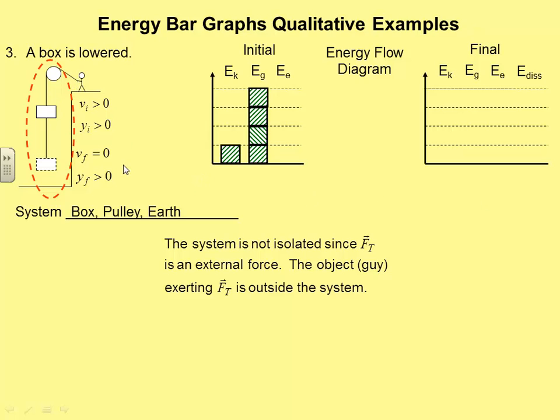Finally, okay, it's down here. Right? It's not moving, so there's no EK. It's much lower. So I'm going to give it 1 box of EG. If you actually take a ruler and measure this, this is a quarter of the way it was here. So I'm calling it EG, 1 box. No EE. And I said it was an ideal system, so no E dis. So look at what we have. We have 5 boxes of energy initially and only 1 box finally. What happened to that energy? Well, it flowed out of the system.